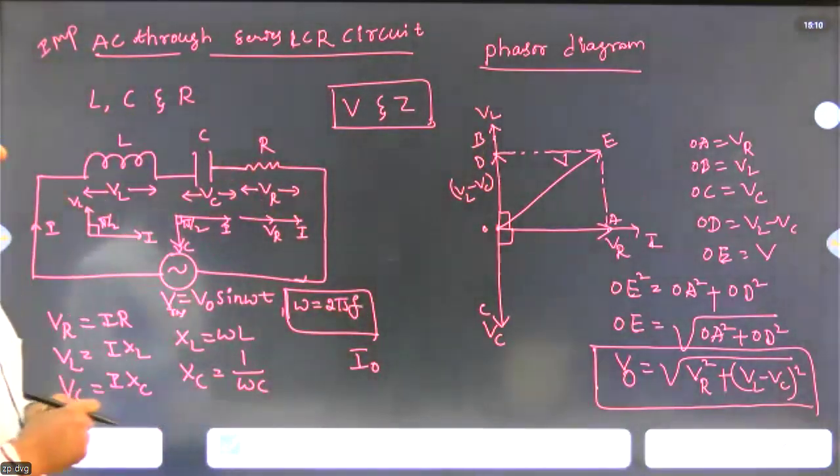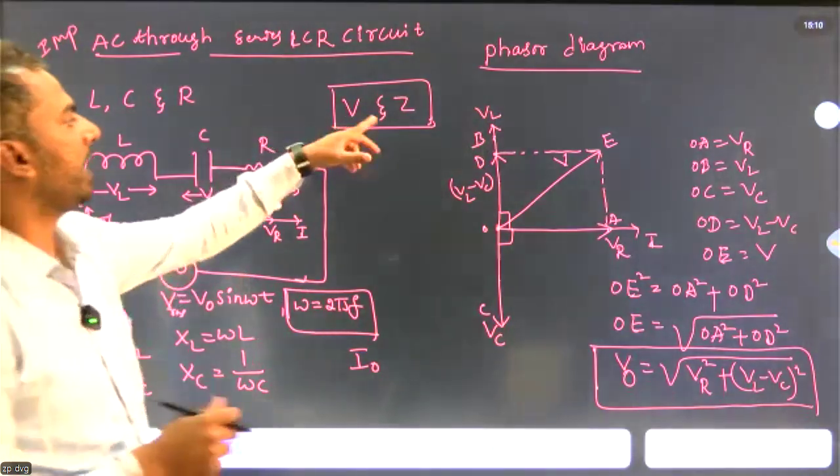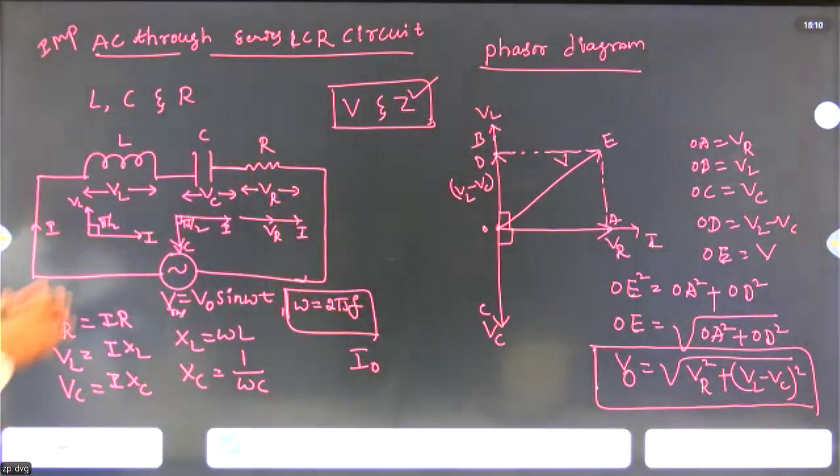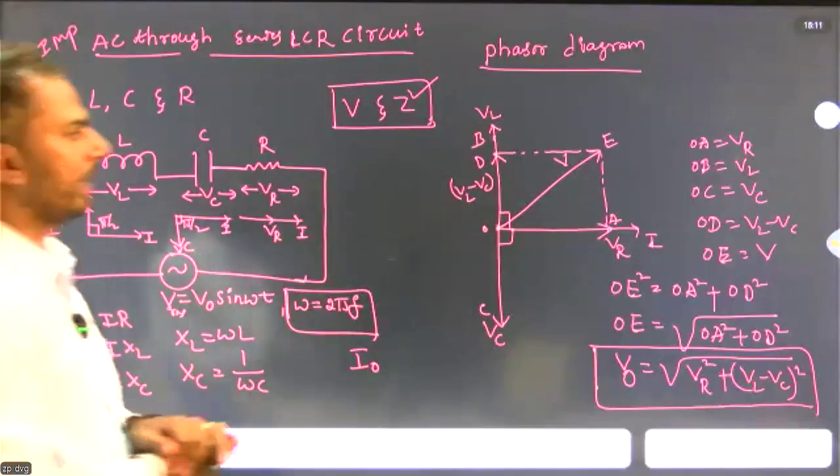Okay. Next, we need to find impedance. Impedance means the resultant opposition or total opposition offered by the series LCR circuit is called impedance.